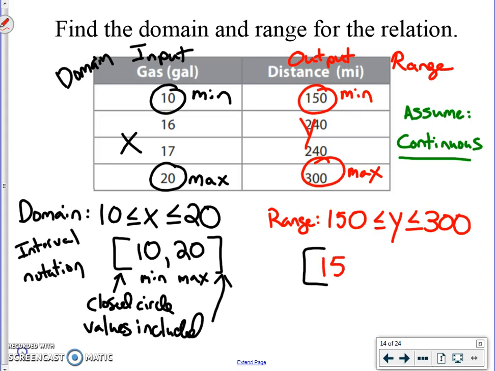Again, I can do interval notation. 150 is my minimum. 300 is my maximum. And I use the brackets here to show that both 150 and 300 are included. In fact, when you have these signs right here, you're going to use brackets. Okay? So when you have these signs here, you will use brackets.